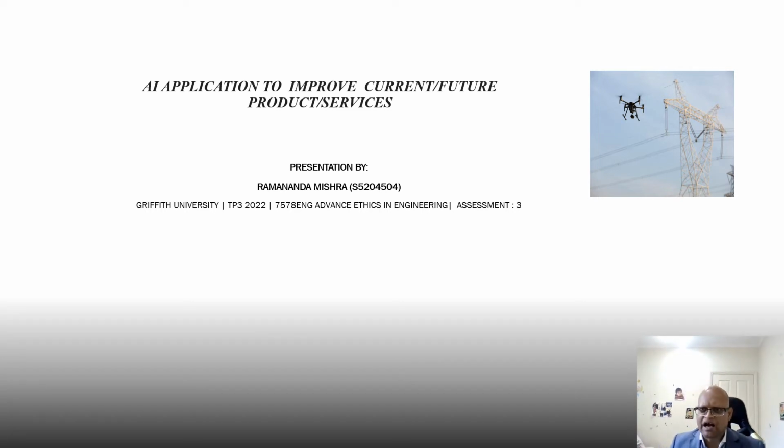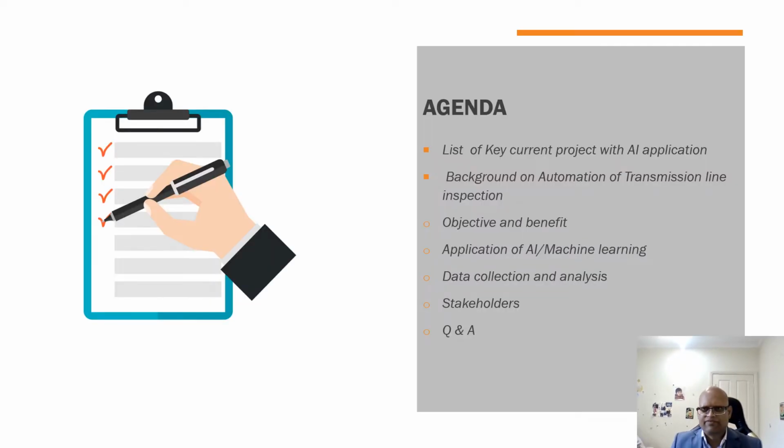Today I'm presenting how AI can be used to improve our product offering of our company. The agenda for today's presentation is we will list the three key projects where AI is used to improve the product, followed by the detailed analysis of automation of transmission lines inspections.